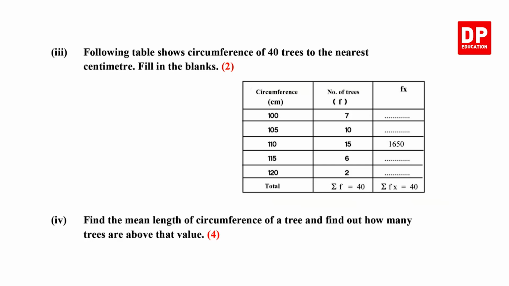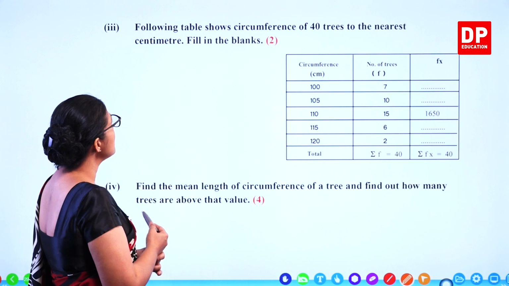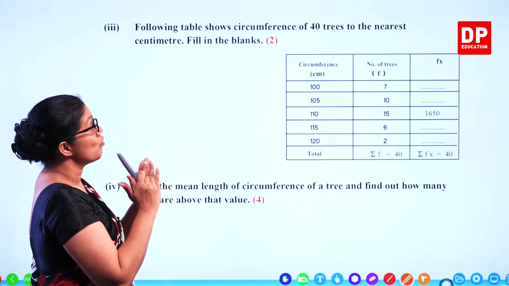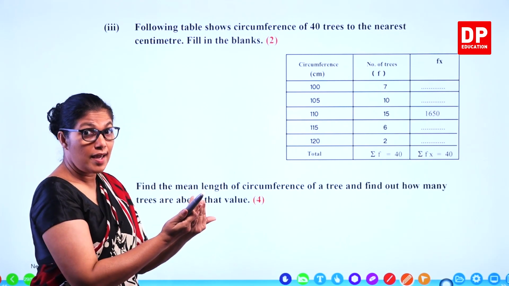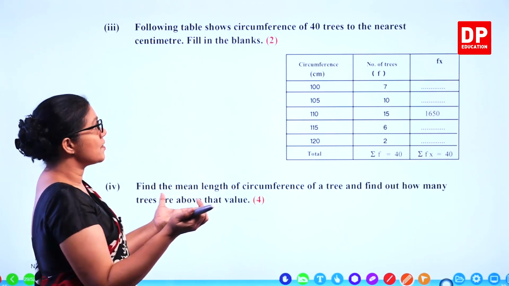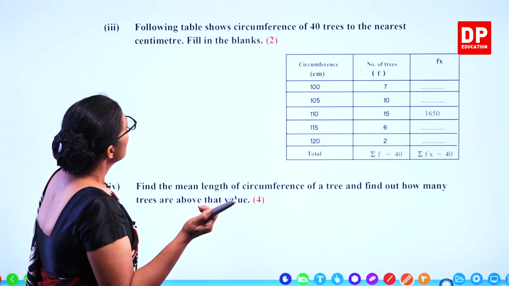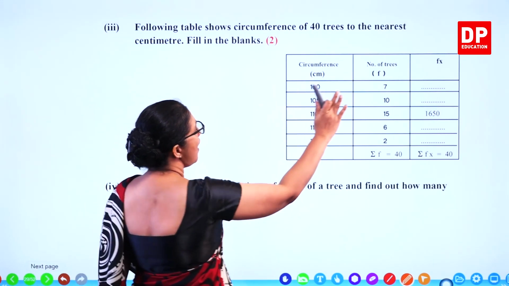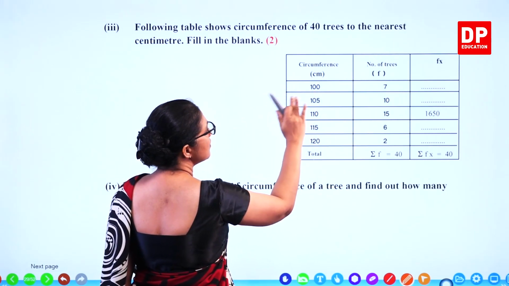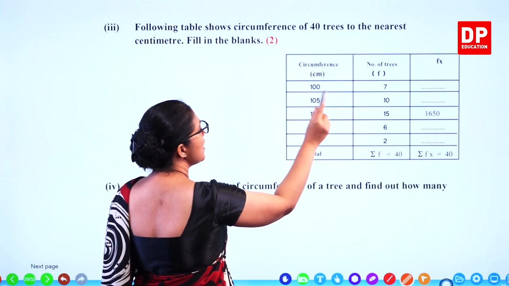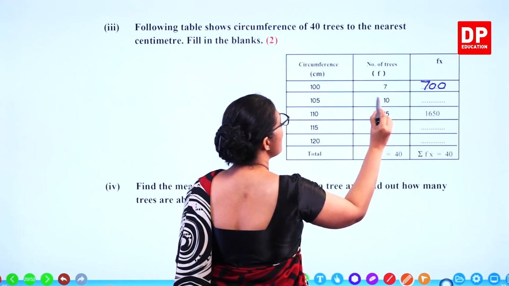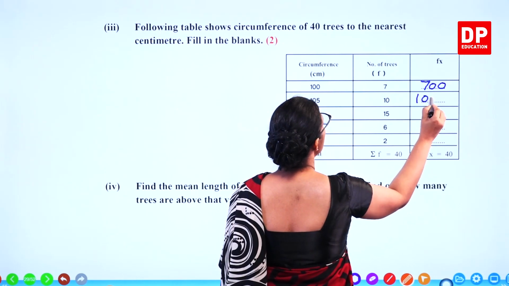Part 3. The following table shows the circumference of 40 trees to the nearest centimeters. Fill in the blanks. So the circumference of a tree. Fill in the blanks. F is there, this is x. So just multiply. Fx means multiplication. 100 times 7, 700. 105 times 10, 1050.